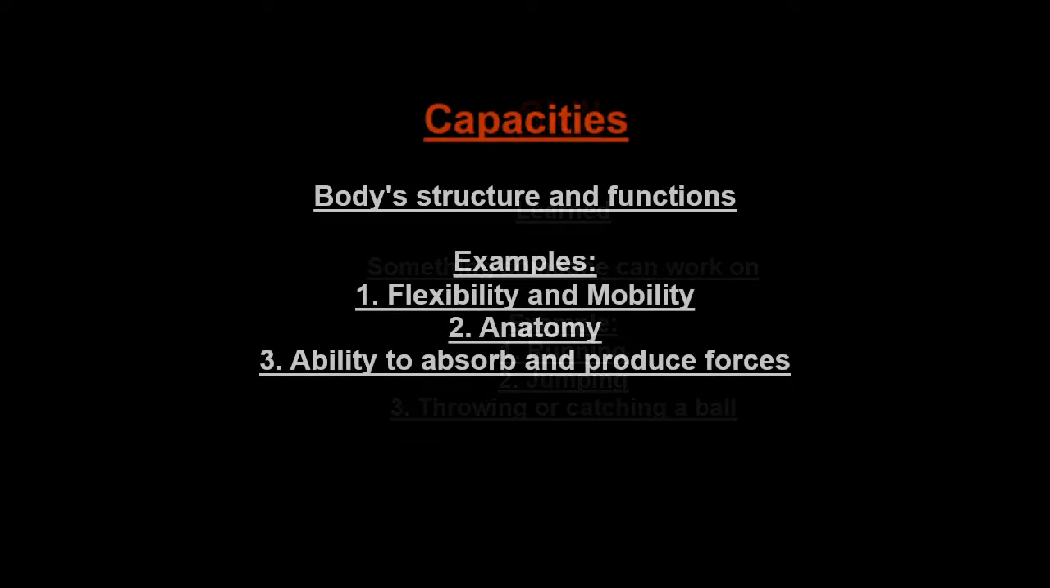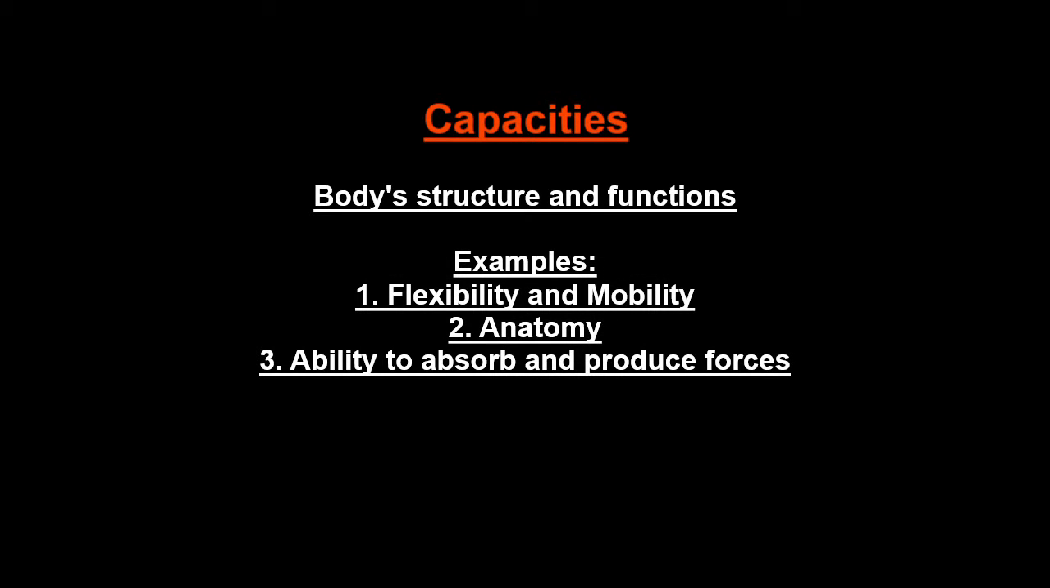A capacity, on the other hand, refers to the structure and functions of the body, and how it can have an effect on the skill. Examples of this are someone's flexibility, mobility, their anatomy, and their ability to not only produce force, but also absorb force.